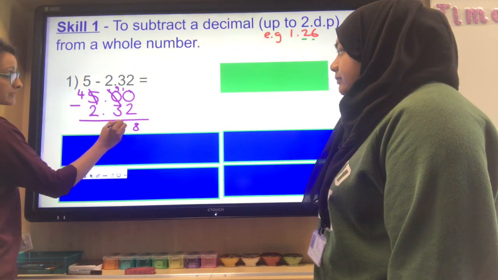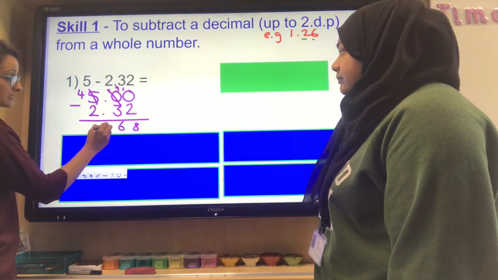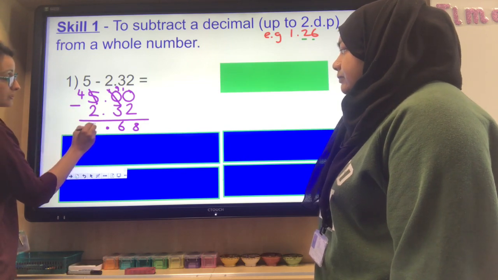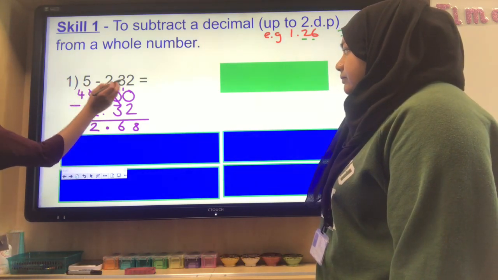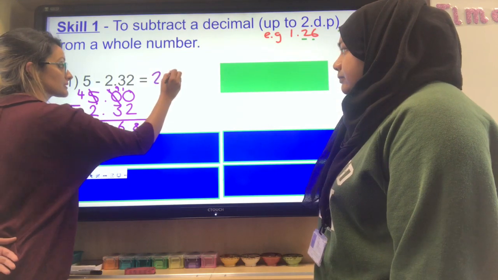9 minus 3 gives me 6. I must put in that decimal point. It doesn't look like a comma. And 4 minus 2 is 2. So 5 subtract 2.32 equals 2.68.